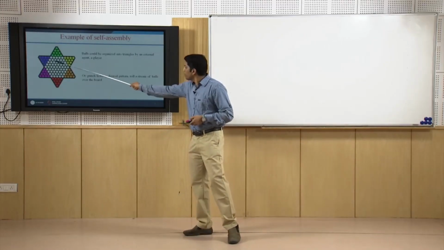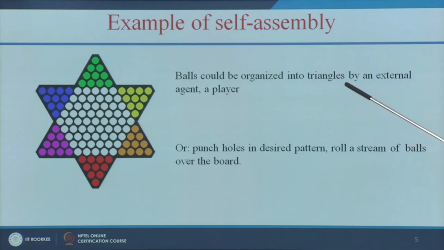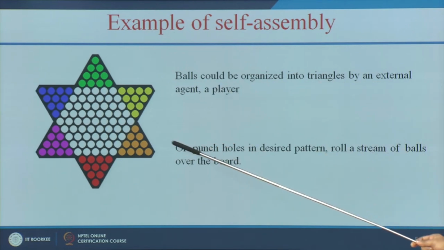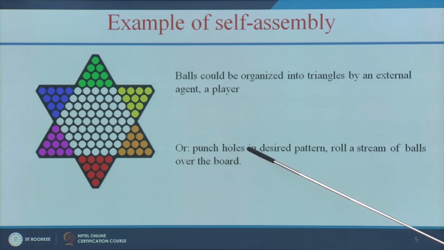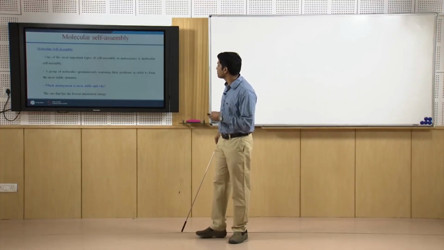So this you might have played in your childhood. Okay. So here the balls could be organized into triangles by an external agent or a player. Okay. Or what you can do is you can punch holes in the desired pattern and you can roll a stream of balls over the board. So here you can make holes in this board, okay, and put the balls and shake it, so it will automatically go and assemble. So this is a simple example to understand what is self assembly.